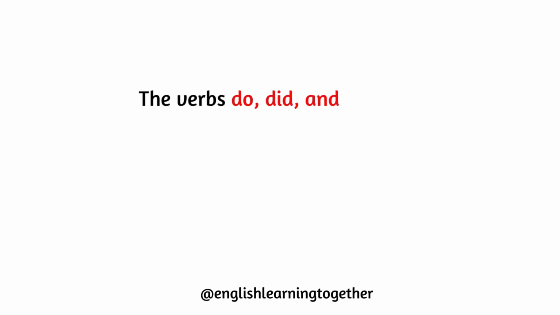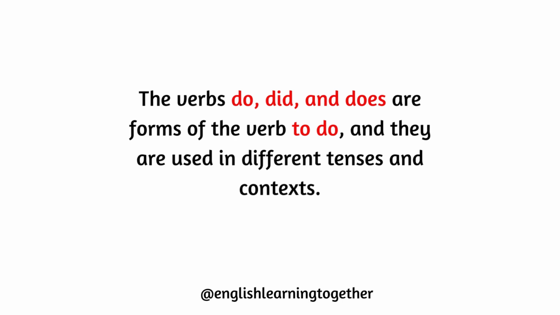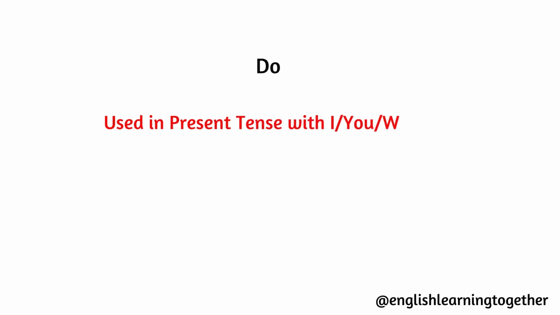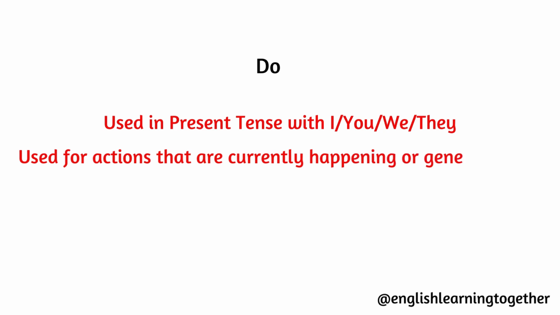The verbs do, did, and does are forms of the verb to do, and they are used in different tenses and contexts. Do is used in present tense with I, you, we, they. Used for actions that are currently happening or general truths.